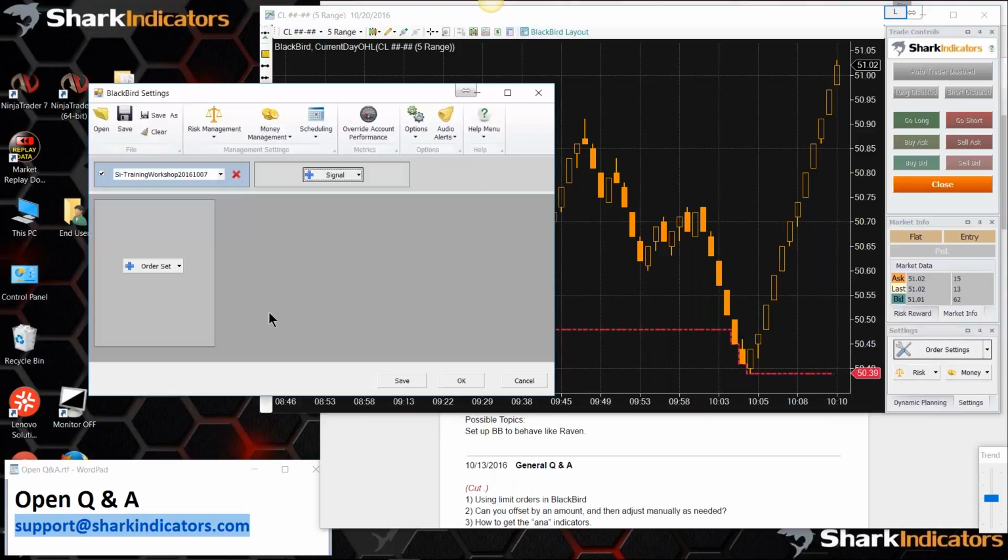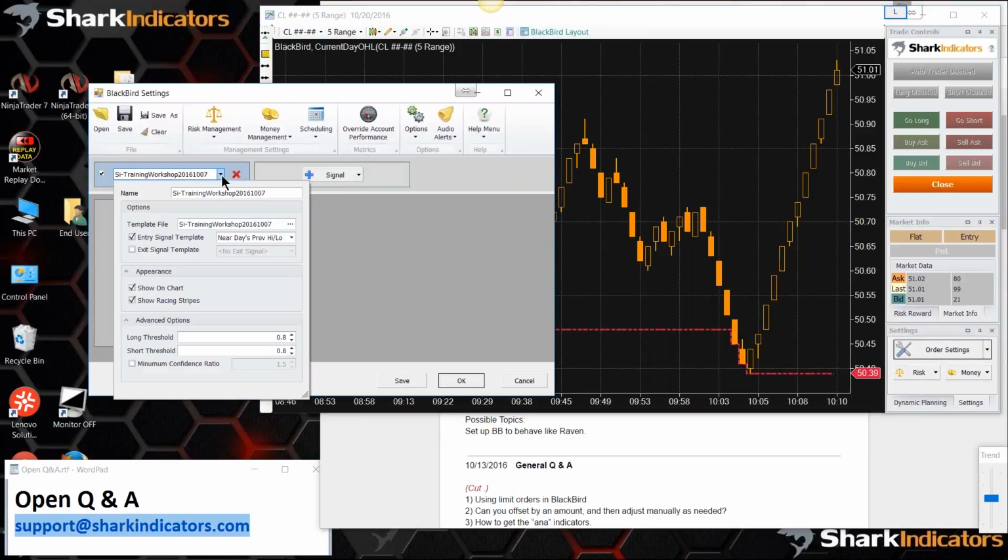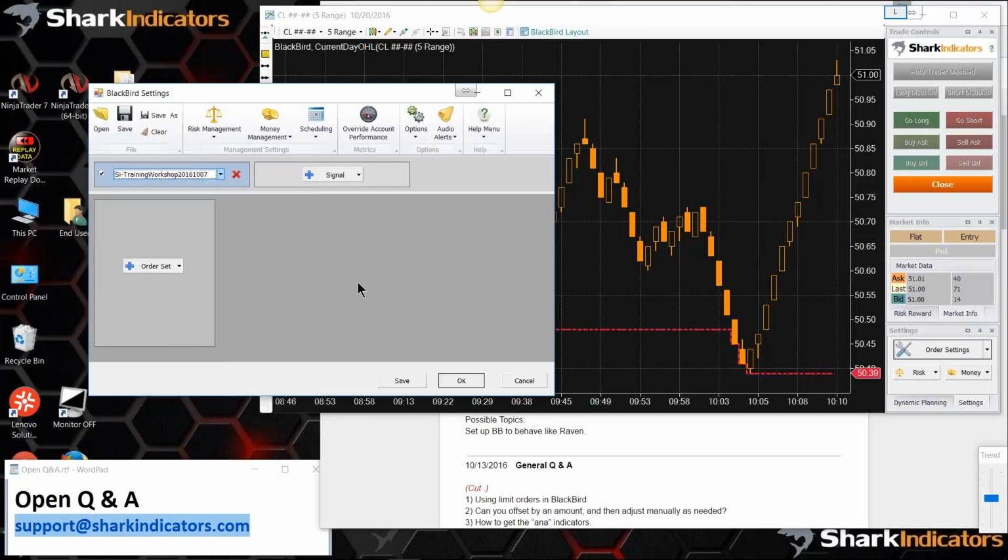Okay, now let's go back into BlackBird. We have our trade signal set up here. We've got our bloodhound file loaded, and we have our entry signal logic template selected. So the next step is to set up our order.